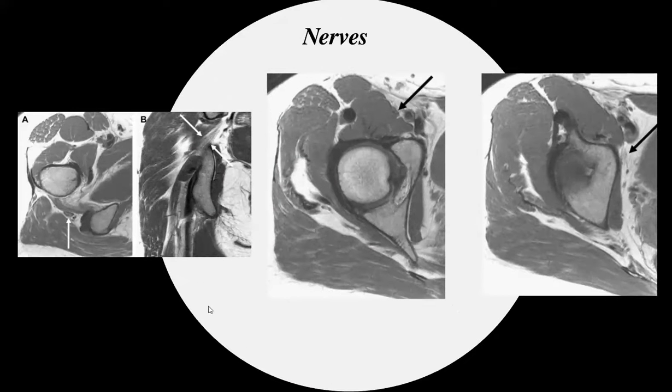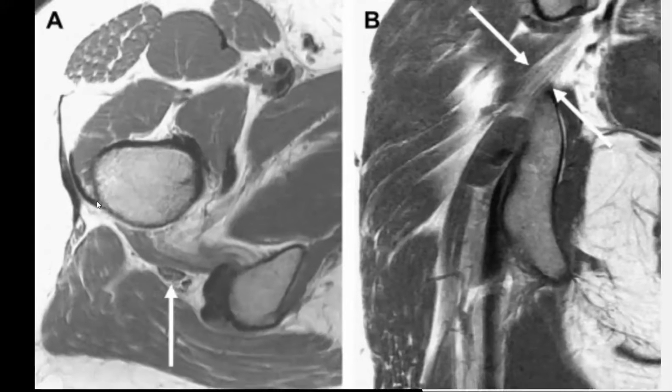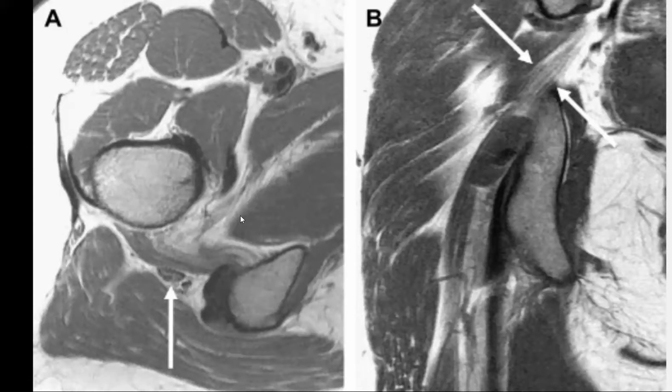Nerves. On MRI imaging, nerves appear round or oval in cross-section with a stippled appearance. The stippled appearance represents individual nerve fascicles separated by variable amounts of fat. Larger nerves, such as the sciatic nerve, have a striated appearance when imaged longitudinally.